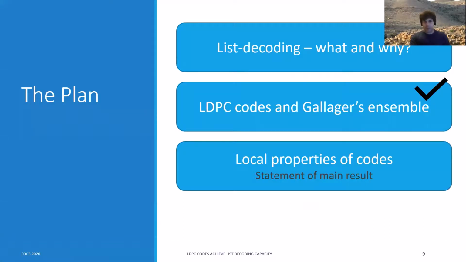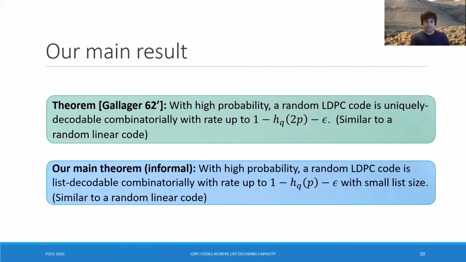OK, so having defined both list decoding and Gallager's code, we can now state our main result about list decodability of Gallager codes. Originally, in Gallager's seminal 1962 paper, he proved that combinatorially, his LDPC codes achieve unique decoding, which you can recall is just list decoding with list size 1, with rate up to 1 minus the entropy of 2p. And this is known as achieving the GV bound. And that's a classic bound.